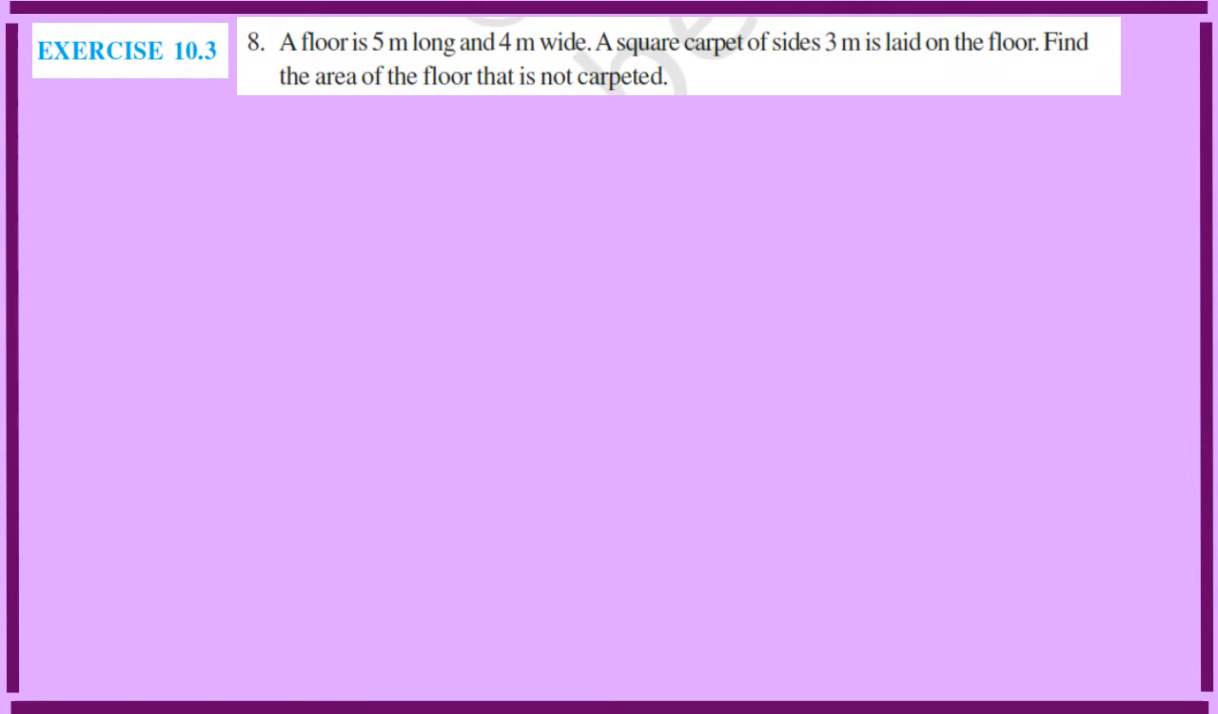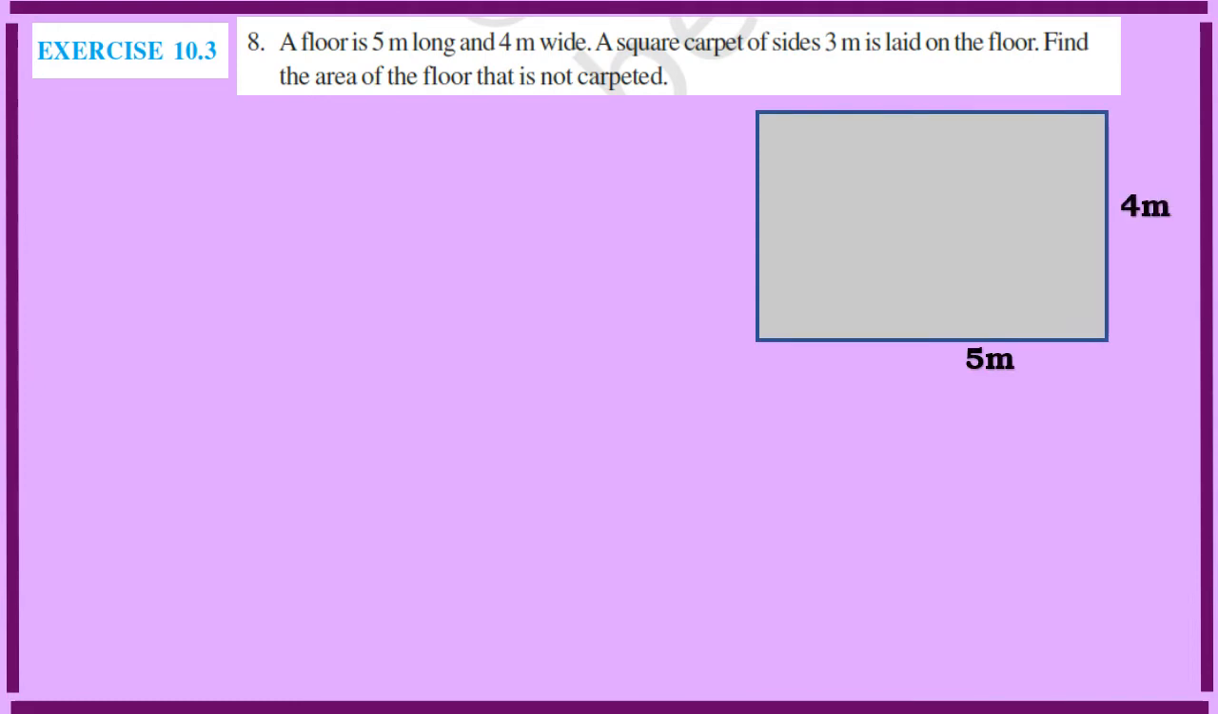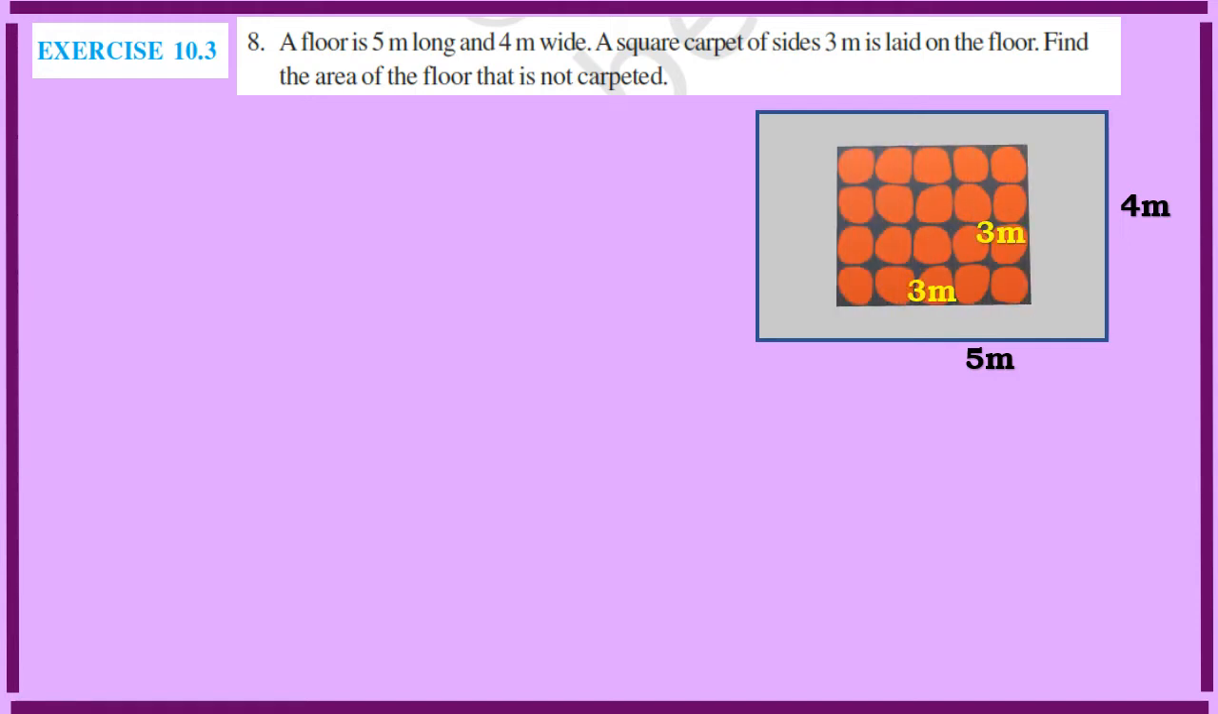A floor is 5 meter long and 4 meter wide. A square carpet of side 3 meter is laid on the floor. So in this case, it is not like the previous question. It's not covering the entire room. Only a part of the room is covered. Find the area of the floor that is not carpeted. So this is the floor of length and breadth 5 meter and 4 meter. And what is the size of the carpet? It's a square carpet of side 3 meter. So let this be the carpet of side 3 meter. So you can see some area which is not carpeted.